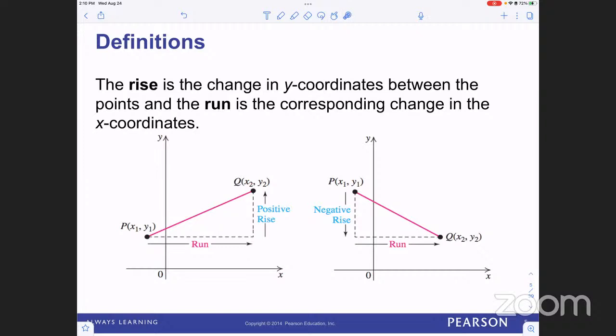Notice here, for this first one, as we trace it left to right, it goes up, right? So that means it has a positive slope. But with the second one, as we trace it left to right, it goes down. So it has a negative slope, right? So positive slope versus negative slope is always based on when you trace it left to right, is it going up or is it going down? Okay.